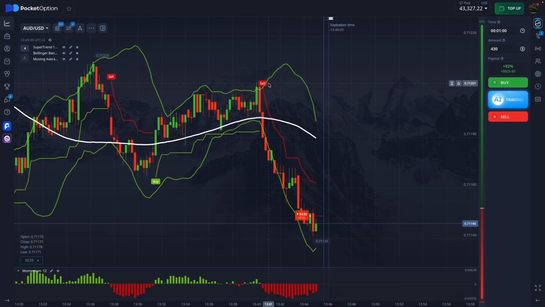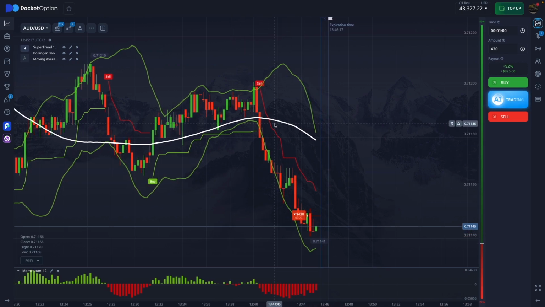After that, I start receiving confirming signals from other indicators. So, I was ready to open a down trade, and then I looked at the moving average indicator. To enter a down trade, the price must be lower than the moving average.